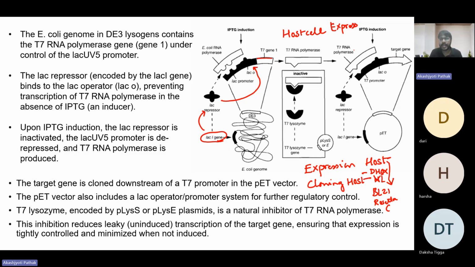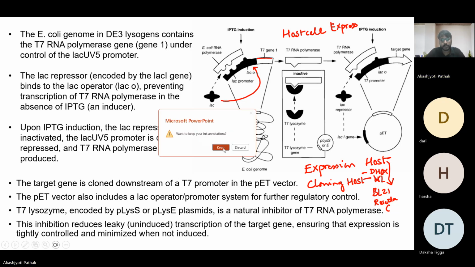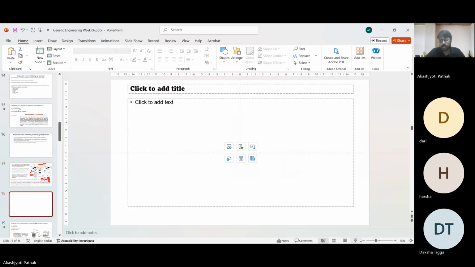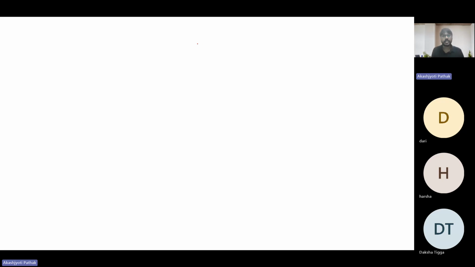Now, when you add IPTG, what will happen? Your IPTG will go and bind to the LAC repressor. What I'll do is I will draw and make you understand this. So this is an expression host, and how your expression host is able to produce the recombinant protein.